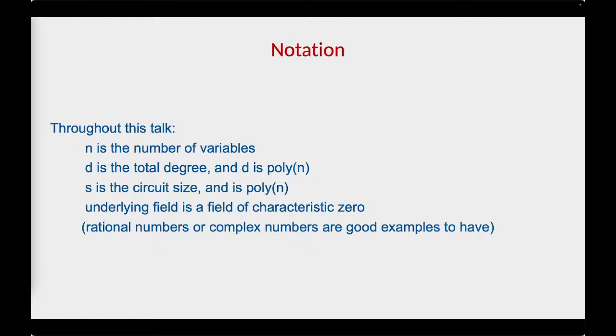So let's fix this notation for the entire discussion. N will be the number of variables, D will be the total degree of the polynomials we are interested in, S will be the circuit size, and both S and D are going to be poly n throughout. And the underlying field, most of what I say will hold over other fields also, but the fields to have in mind should be rational numbers or complex numbers.